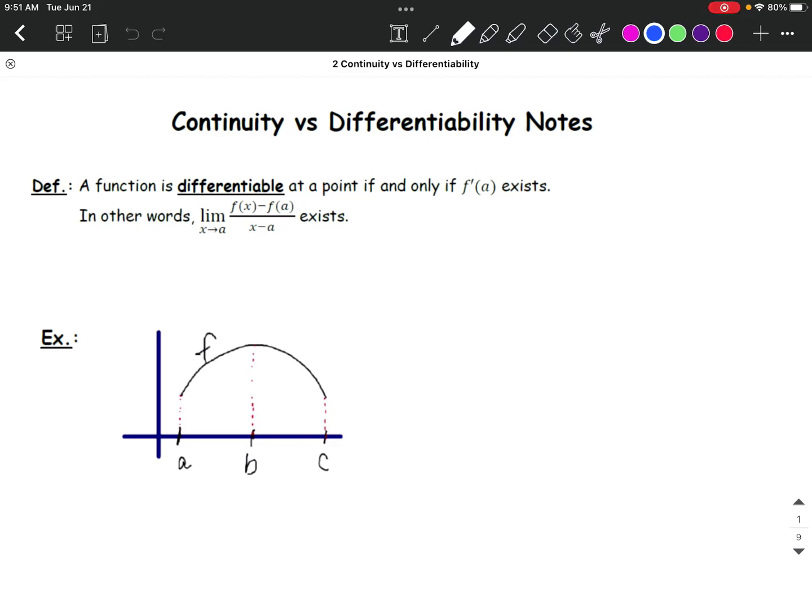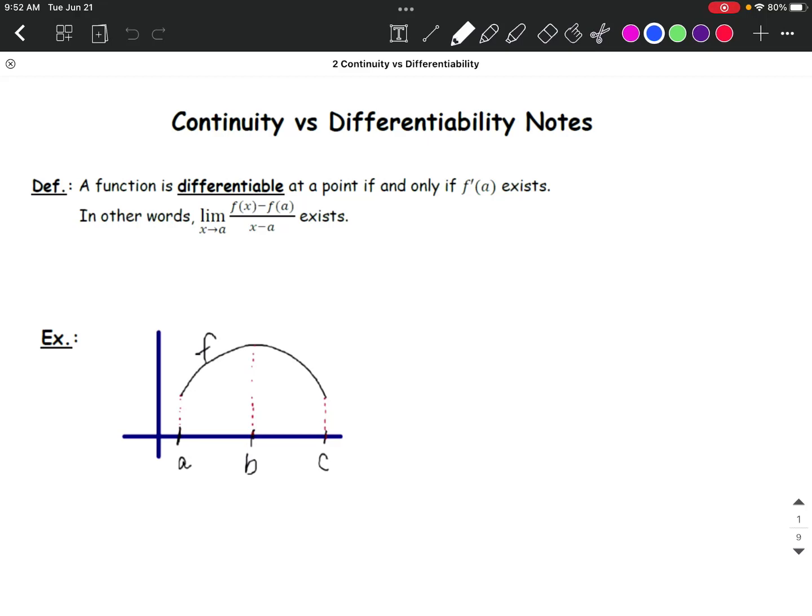So a function is differentiable at a point if and only if the derivative of f at a exists. In other words, that limit as x approaches a of the average rate of change formula, f of x minus f of a over x minus a, exists.